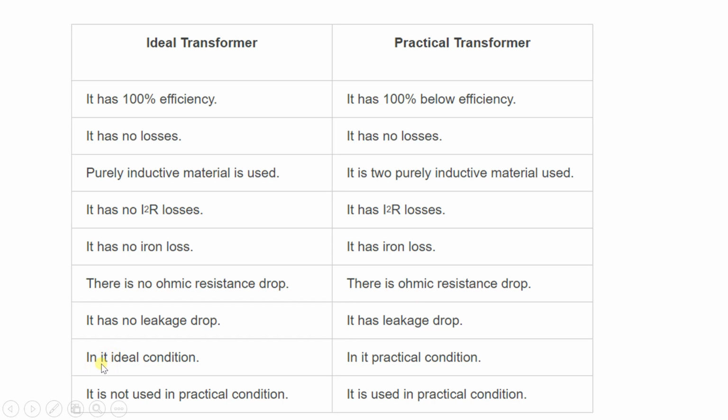The ideal transformer has no use in practical conditions. It is only for study purposes. It does not have any practical relevancy, but the practical transformer is used in actual practice, for commercial as well as manufacturing purposes.